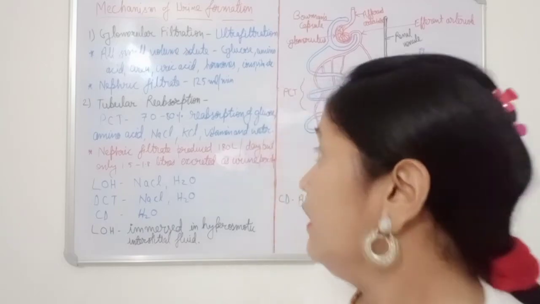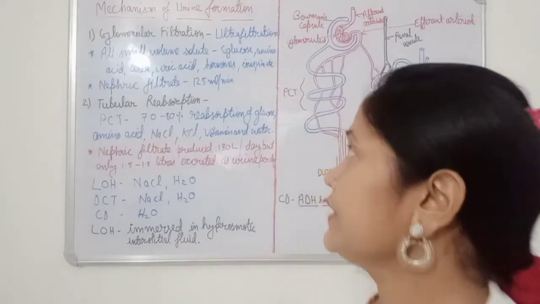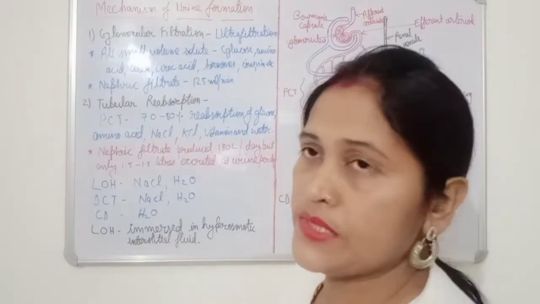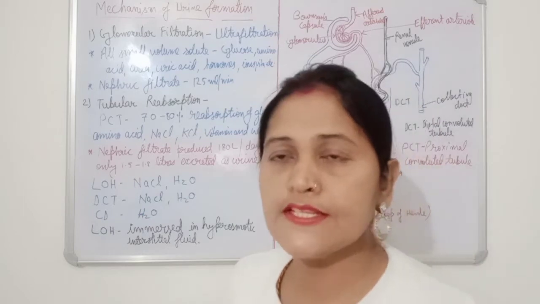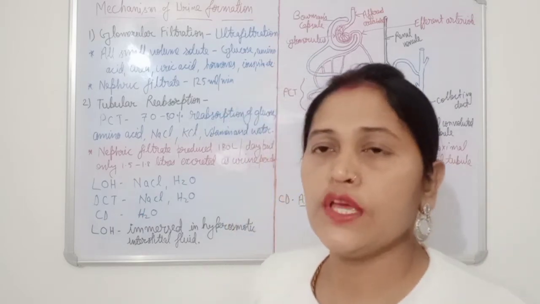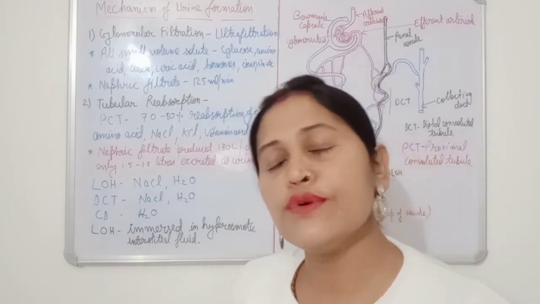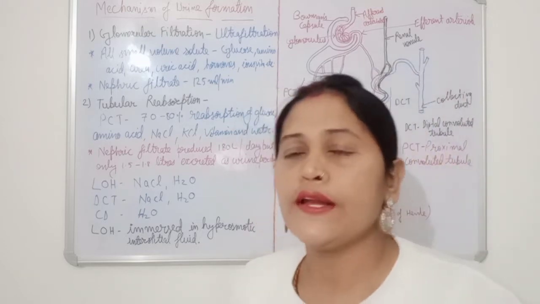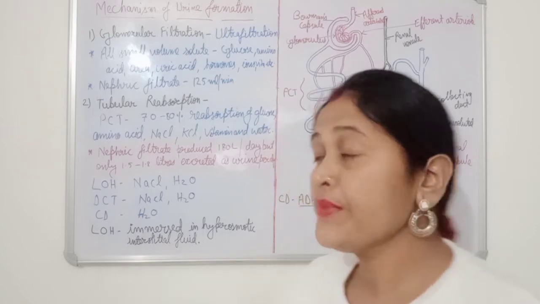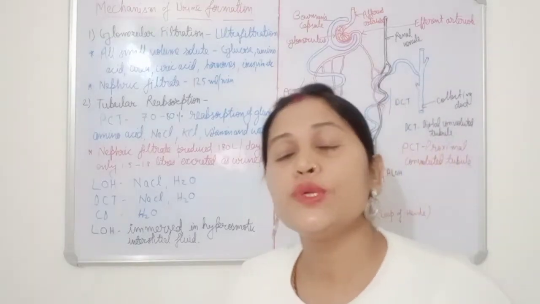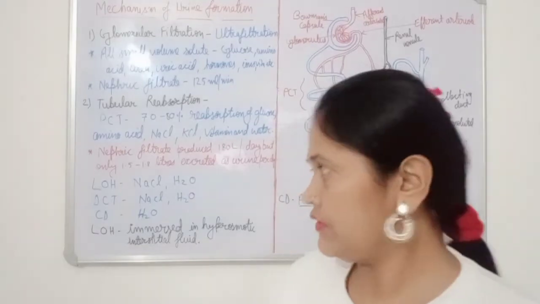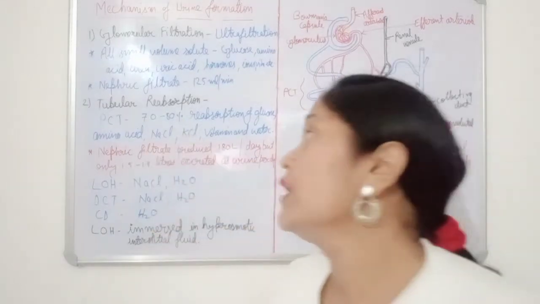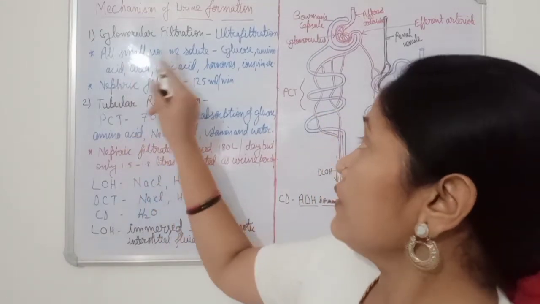Now concentrate here. There are three steps involved in the urine formation mechanism. What are the three steps? First is glomerular filtration, also known as ultrafiltration. The second step is tubular reabsorption, and the third step is tubular secretion. I will write them down. So the first step is glomerular filtration.